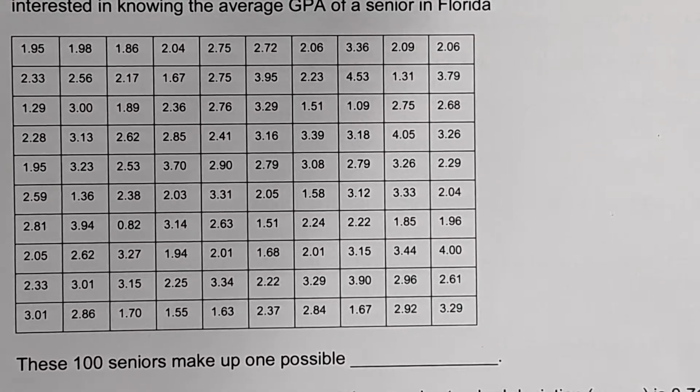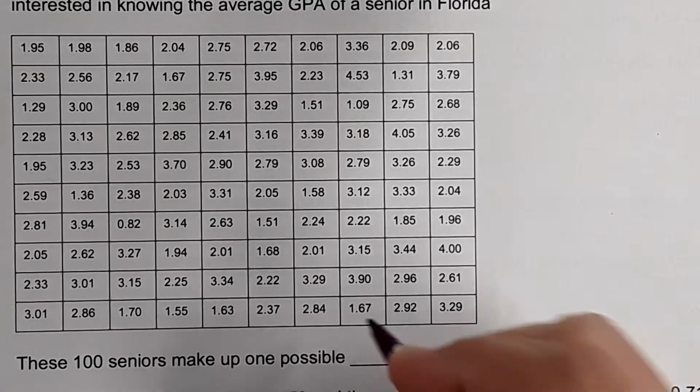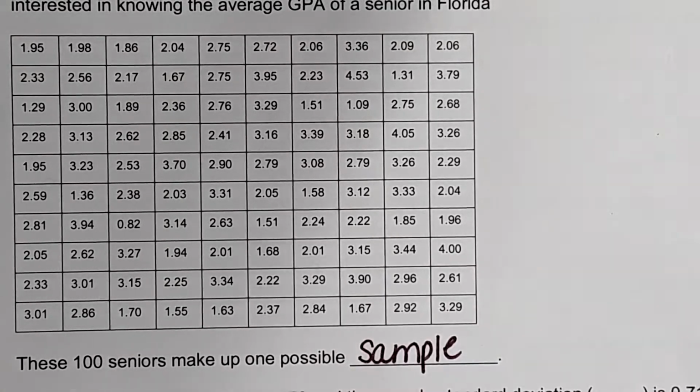So these 100 seniors make up one possible sample. This is just one sample. The more samples we take, the more data we collect. That is the law of large numbers: the closer we get to the population mu.